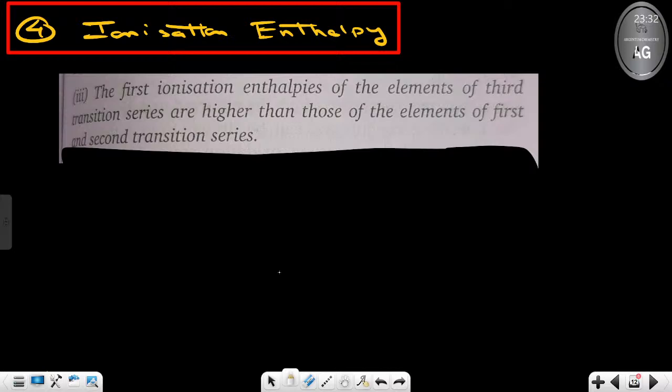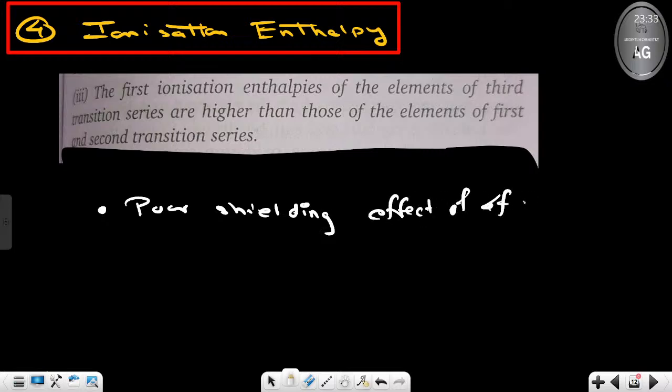Simple. Did you understand? So what is the main point of the answer? The main point of the answer is the poor shielding effect of 4f electrons. Clear?